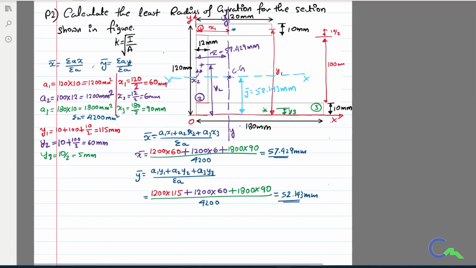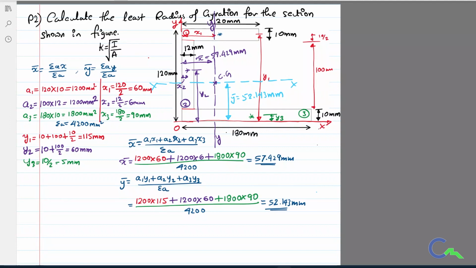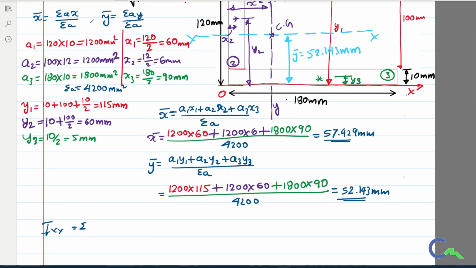So I know that Ixx is nothing but summation of capital Ixx, because it is about the centroidal axis, plus, about the individual component I'll take small ixx, then area into y square. Okay, so let us see one by one.